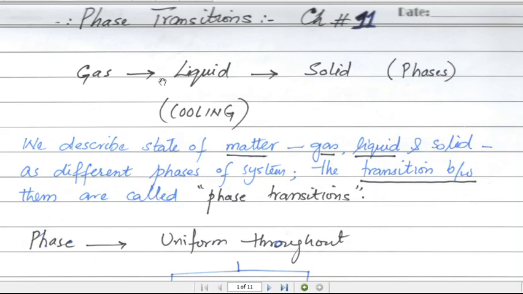When a system is cooled, new states of matter can appear. For example, a gas when cooled forms a liquid, whereas the liquid when cooled forms a solid, or it can become a superfluid as well. A superfluid is a fluid which can flow without resistance. So we describe a state of matter as gas, liquid, and solid, and the transition between these states is known as a phase transition. So, what is meant by the term phase?